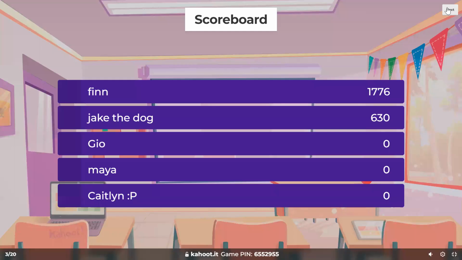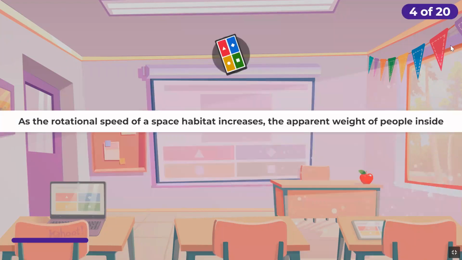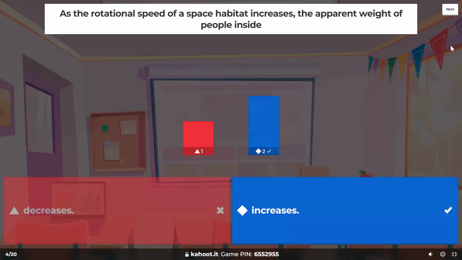I need the graphic for that one. Go. All right. Lots of points. As the rotational speed of a space habitat increases, think one of these O'Neill cylinders, the apparent weight of the people inside. Ooh, also went real fast.